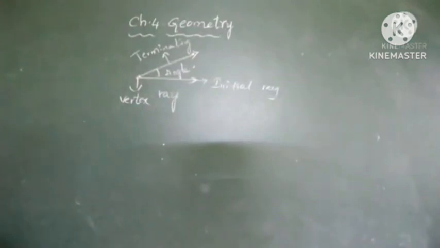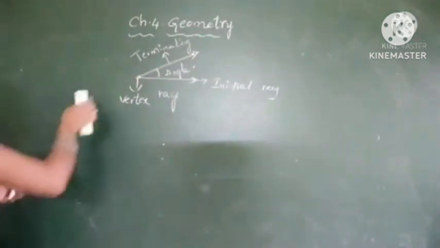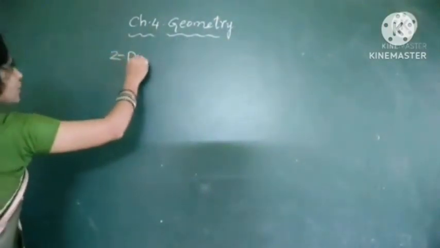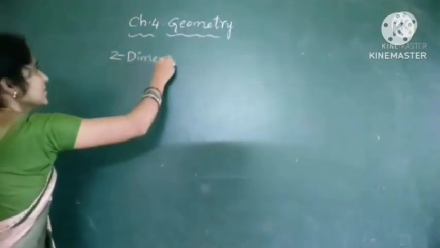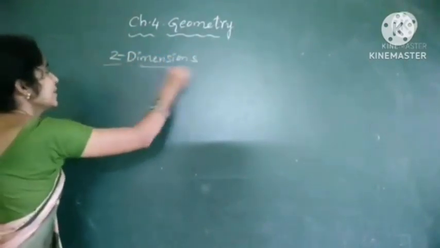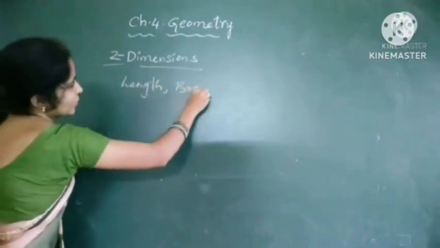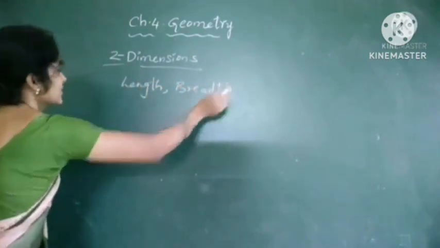Next, coming to shapes. 2D shapes and 3D shapes we also discussed. What are 2D shapes, children? What is the meaning of 2D? Two-dimensional shapes have only two dimensions. Dimensions means measurements, length and breadth. Those figures having only length and breadth are said to be two-dimensional shapes.